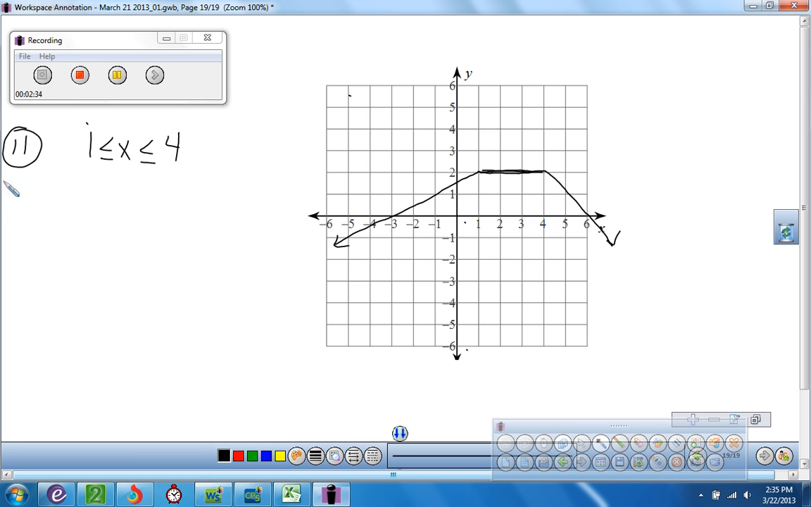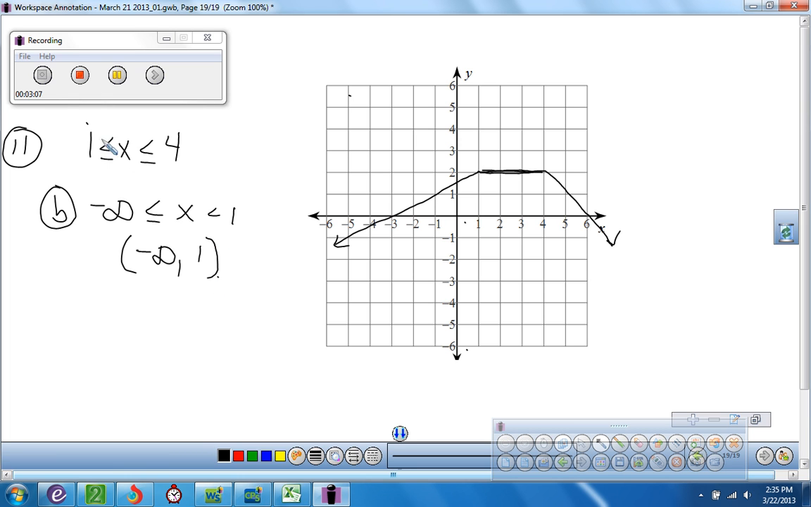Okay, then the interval of increase. Now we're getting bigger and bigger and bigger till we hit there. So it's going to increase from negative infinity to 1. Or we could have negative infinity to 1, depending on the notation.